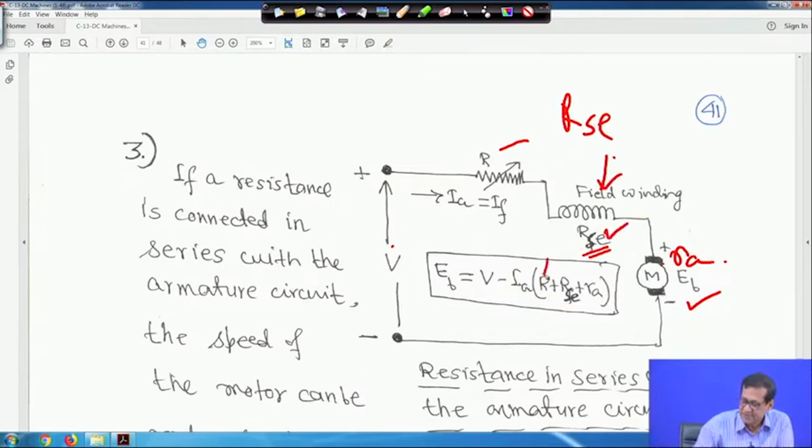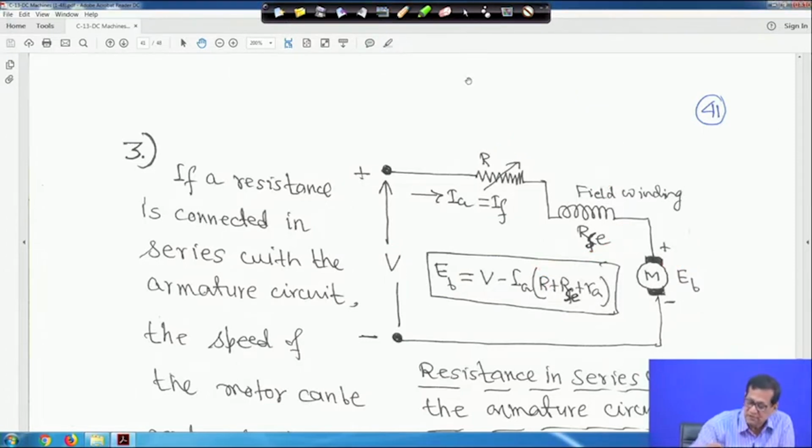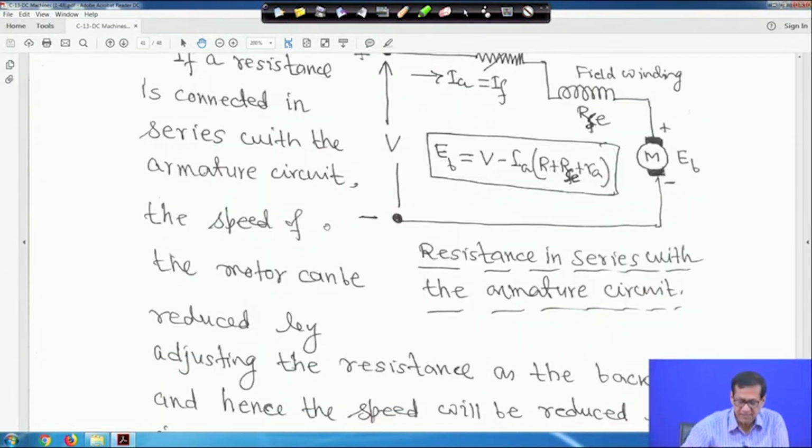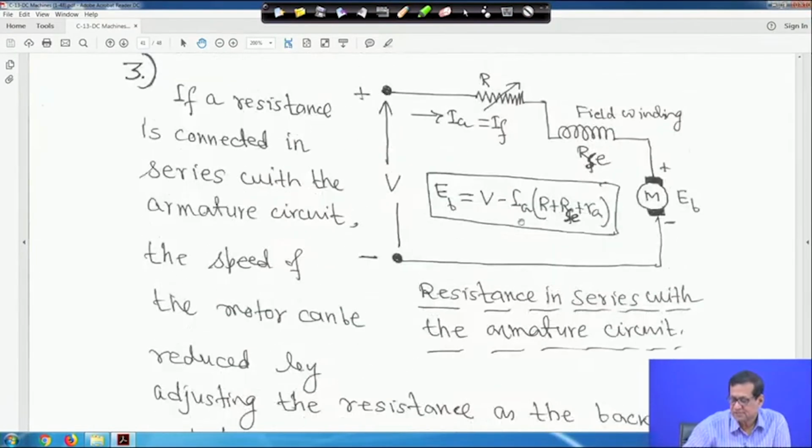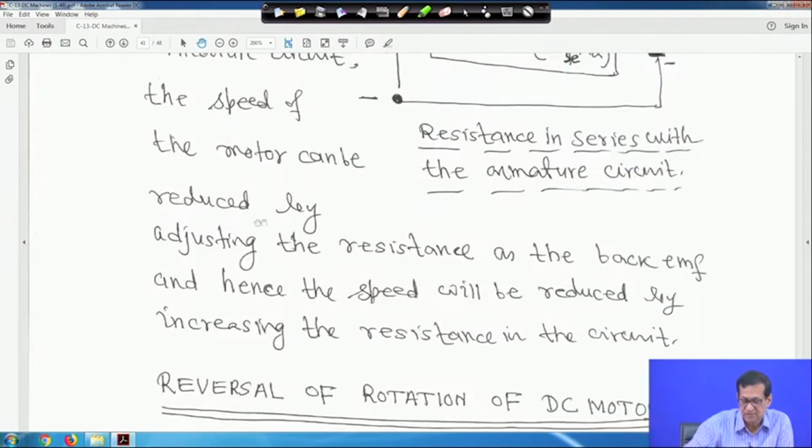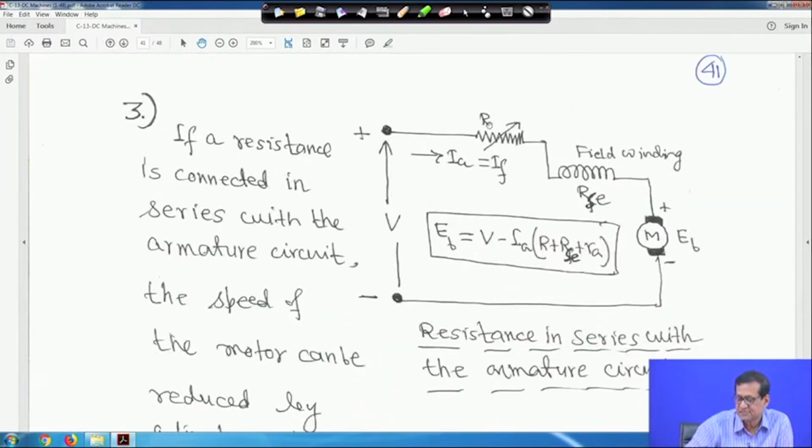So in that case we are adding one resistance R. In this case also the speed of the motor can be reduced by R, because if you do so, the back EMF is getting reduced. So by adjusting the resistance, the speed will be reduced by increasing the resistance in the circuit. If you increase the resistance, naturally your back EMF will decrease, and in that way speed can be reduced, like armature control in shunt motor.